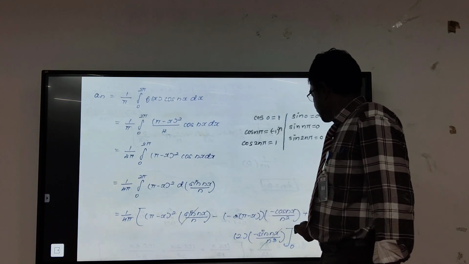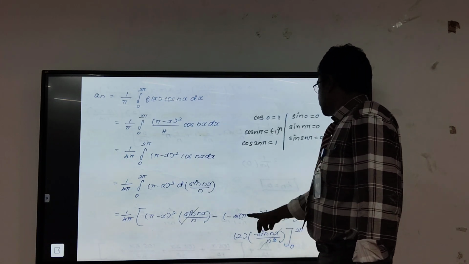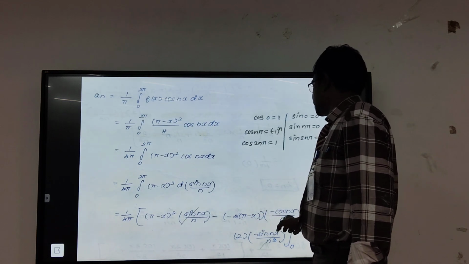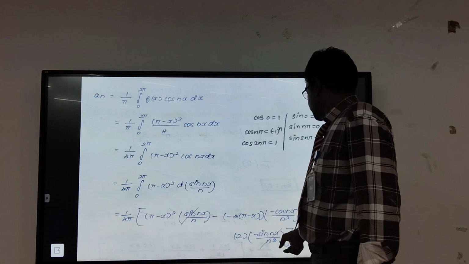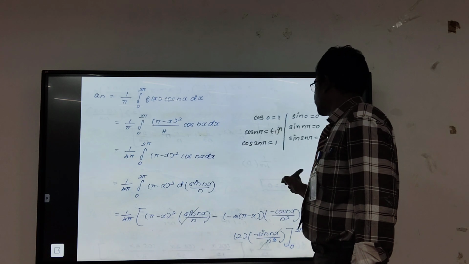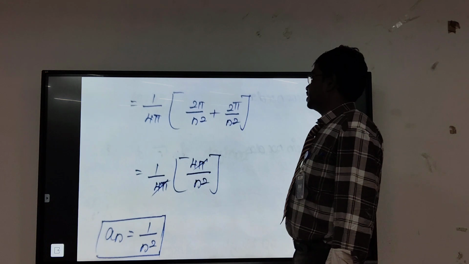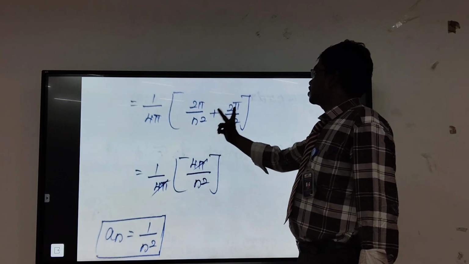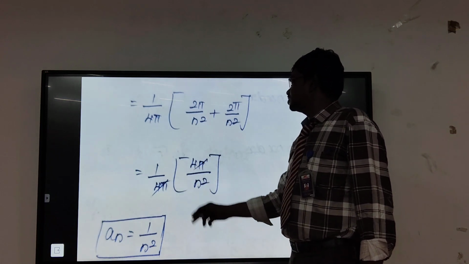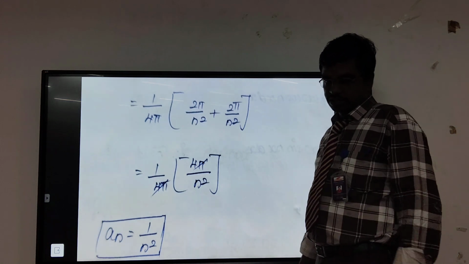So we use the upper and lower limits here. How do we do this? Minus (2π − 2π) cos 2nπ by n² is the upper limit, and for the lower limit we substitute 0: (π − 0) cos 0 by n². So we get the value 1/(4π) times 2π/n² plus 2π/n², these are 2 times, therefore 4π/n². After simplification we get 1/n². Here aₙ equals 1/n².